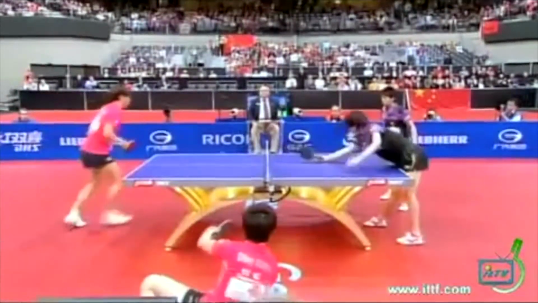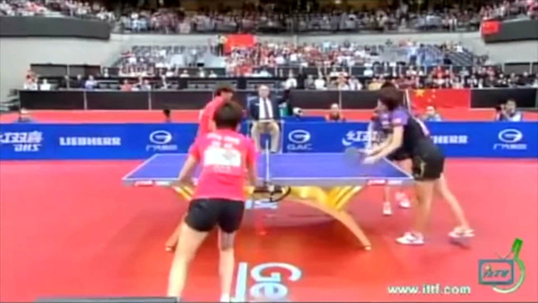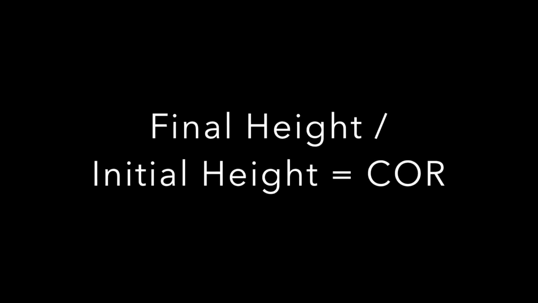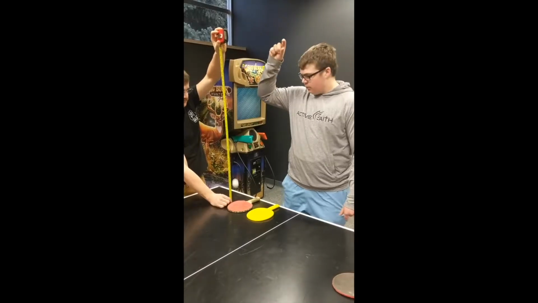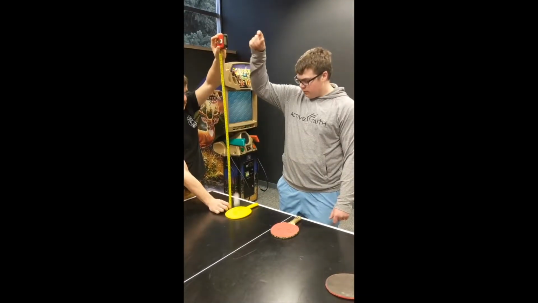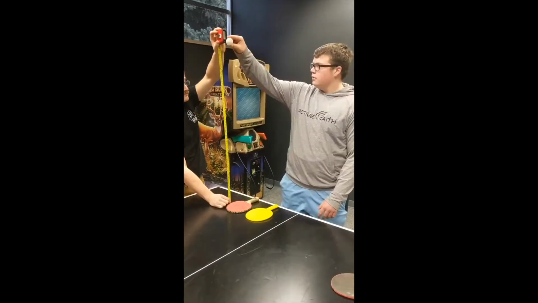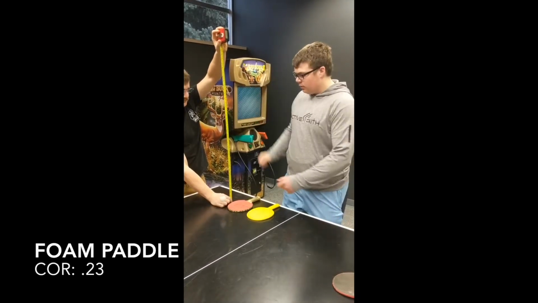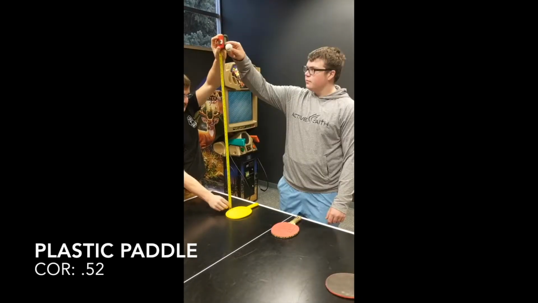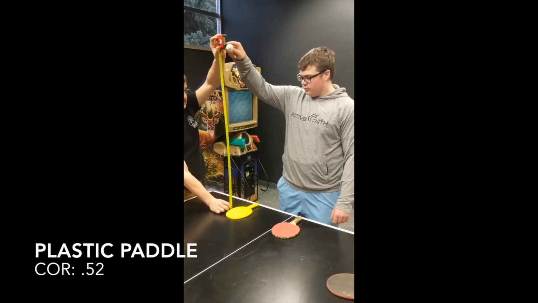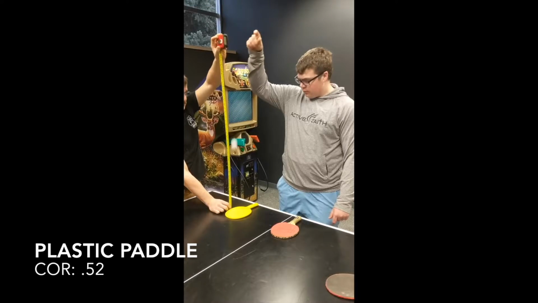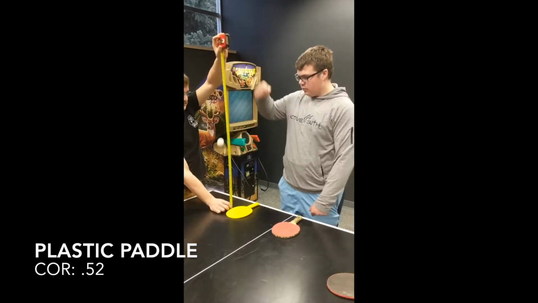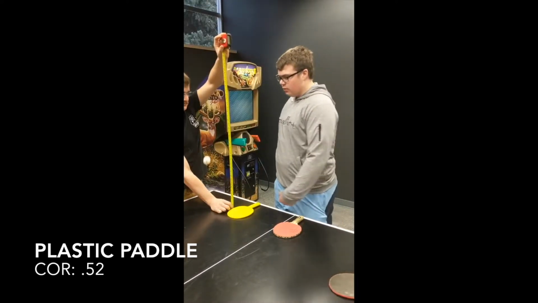This brings us to the first fun experiment, where we determine the difference in coefficient of restitution based on the different paddles. This is accomplished by dropping the ping pong ball from 90 centimeters, which is the initial height, and seeing how high it bounces, which is the final height. Then you do final height divided by initial height, and that gives you your coefficient of restitution. It is important to note that the modern paddle had a coefficient of restitution that was less than half of that of the traditional paddle.